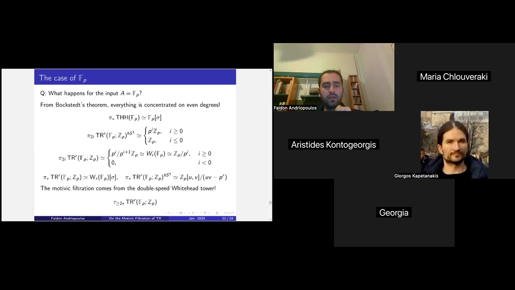Okay, and it turns out that this object carries a motivic filtration, which comes from the double speed Whitehead tau. So this means we have exact computation on what happens with the homotopy groups. The odd homotopy groups vanish, so we only need to take into account the information that comes from the even homotopy groups. And when we look back at the associated graded terms for this filtration, which is just the Whitehead filtration, they should just be the computations for the even homotopy groups of the invariants.